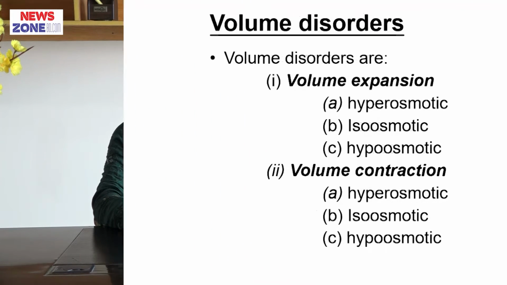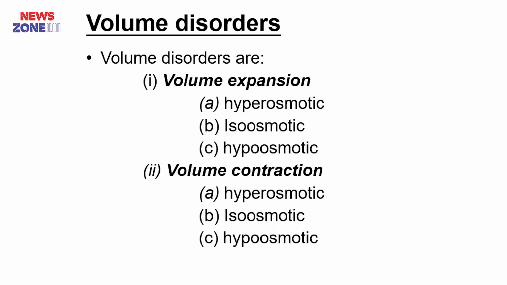Today we are going to discuss volume disorder. Volume disorder is classified into two types: volume expansion and volume contraction. Volume expansion includes hyperosmotic volume expansion, isosmotic volume expansion and hypoosmotic volume expansion. And volume contraction includes hyperosmotic volume contraction, isosmotic volume contraction and hypoosmotic volume contraction.